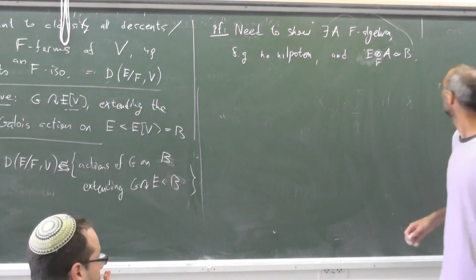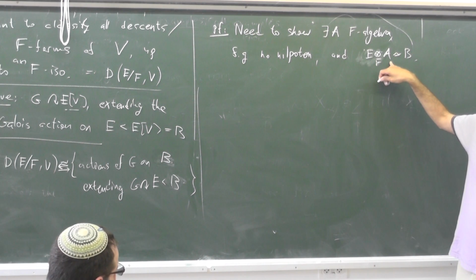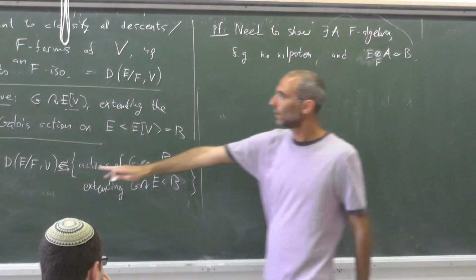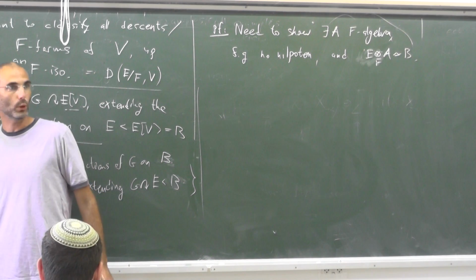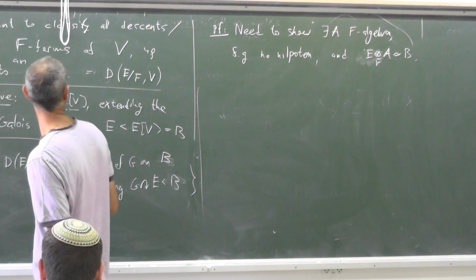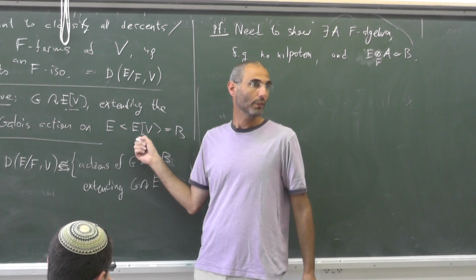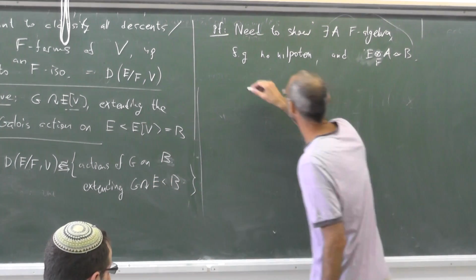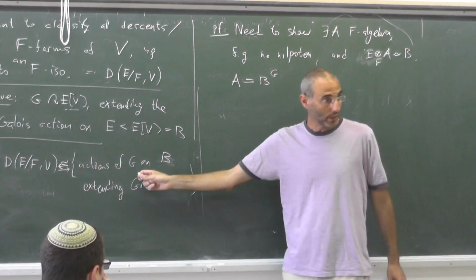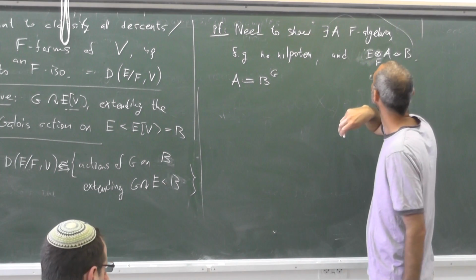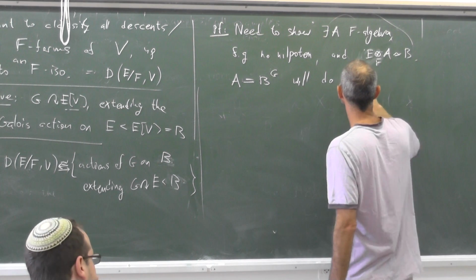So now I explain how to cook this A. Maybe you see it right away. If you start with this V over F, you have F of V. How do I find it, given that I only know E of V? I find F of V in it as the fixed points of G. So there is A, which is the fixed point of G in B, and the action is given. That will do the job.